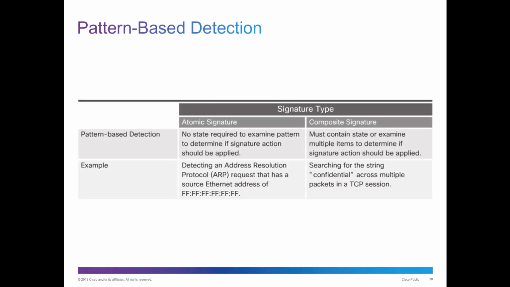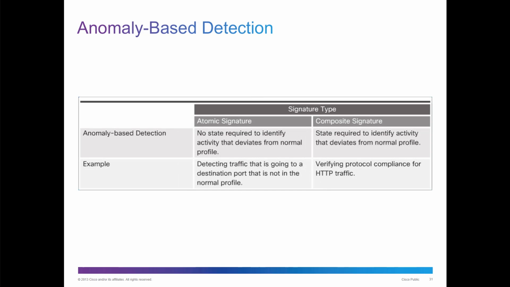Pattern-based detection is, again, whether it be single packet or multi-packet. We have an example of detecting an address resolution request to a broadcast frame. That would be single packet, where composite might be searching for strings for the word confidential. Anomaly-based, again, single packet, detects traffic that's going to a destination port, and that's not normal traffic. Multi-packet could be protocol compliance for HTTP traffic.